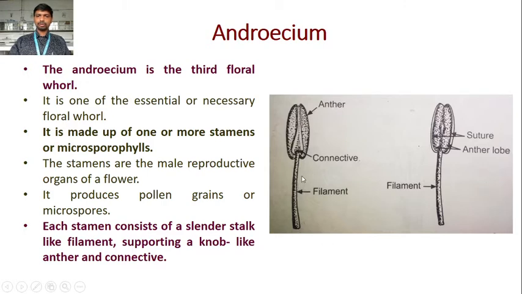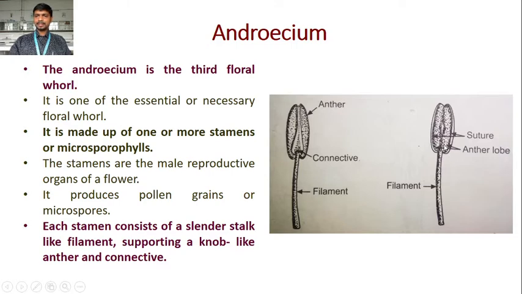This is the dorsal view of the stamen, where we can see the slender stalk called the filament, on which a knob-like anther is present. The anther and filament are connected by means of a sterile tissue called the connective. This is the ventral view, where we can see the sutures through which anther dehiscence takes place. During the dehiscence of the anther, the pollen grains are released for the process of pollination.